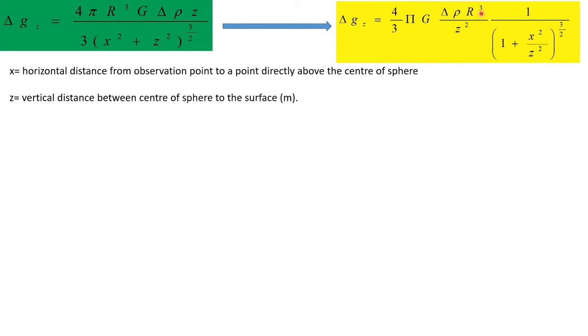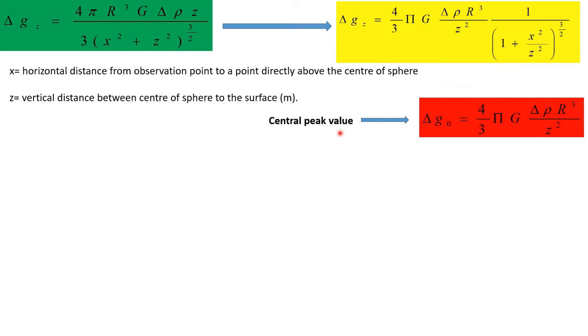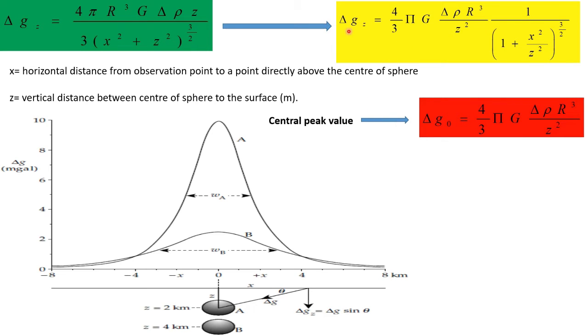Now this term is very important. This is the gravitational central peak value, means at x equal to 0, it gives the value at the center of the sphere. Okay, so this gives the maximum value of the gravitational attraction, and if this term increases, this reduces the gravitational attraction. Okay, so this is our central peak value, this is called.